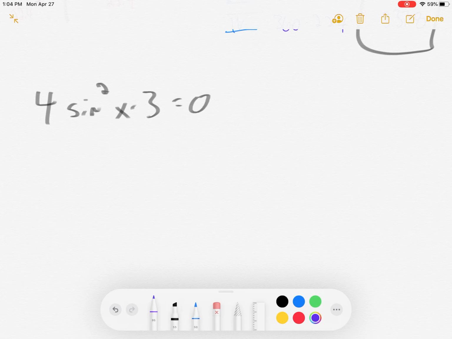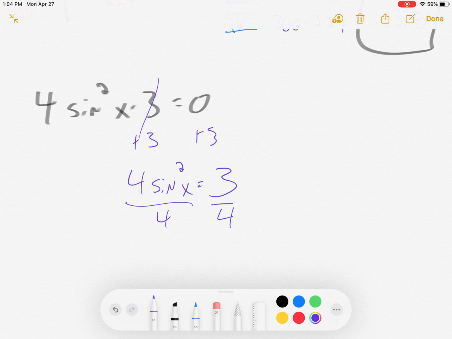Okay, so for this problem, and again we're still in degree mode, we've got to get sine squared x by itself. So we're going to add 3: 4 sine squared x equals 3. Now we need to divide by 4, divide by 4. You get sine squared x equals 3 over 4.